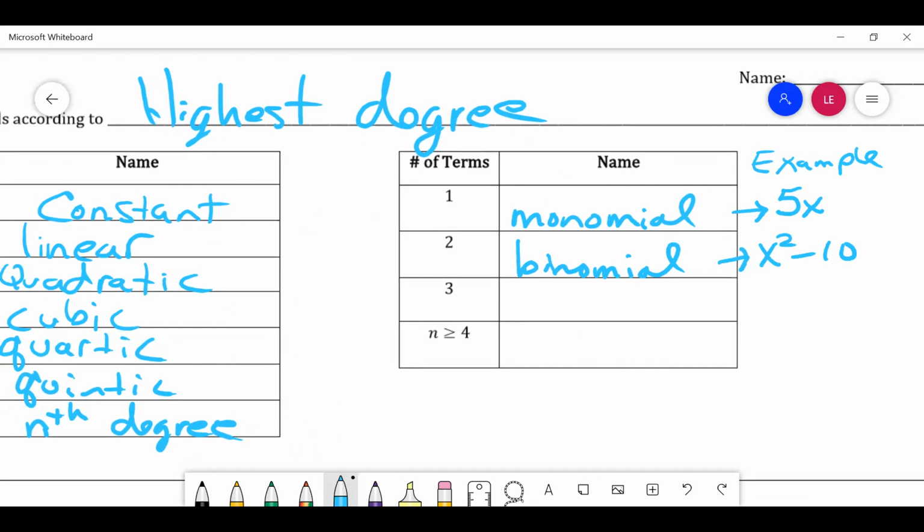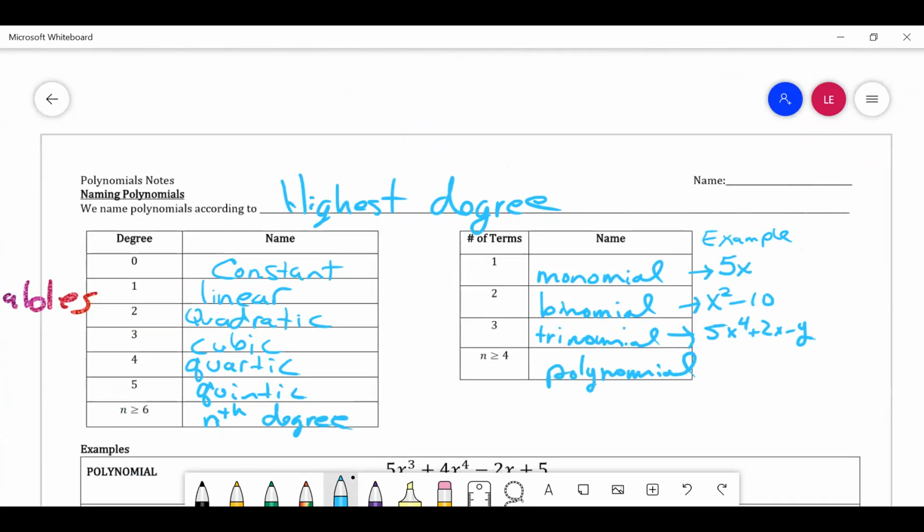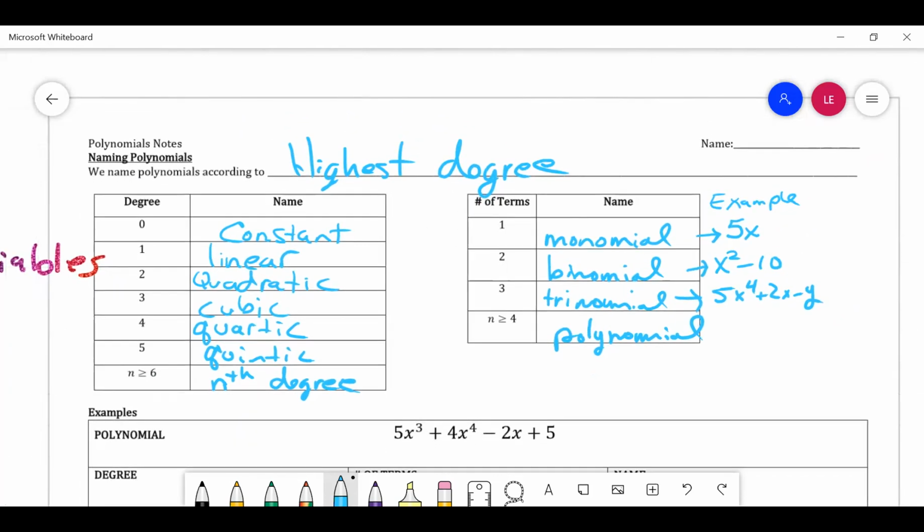A trinomial means that it has 3 terms. So a trinomial would be something like 5x to the 4th plus 2x minus y. That's a trinomial because it has 3 terms. If it's greater than 3 terms, we'll just call it a polynomial. These are words that you're going to need to know when you're going through Delta Math and you do your drop down. Those are some of the terms you'll have. I'll leave it here for a little bit. You can take a picture of it, or write it down, however you prefer.